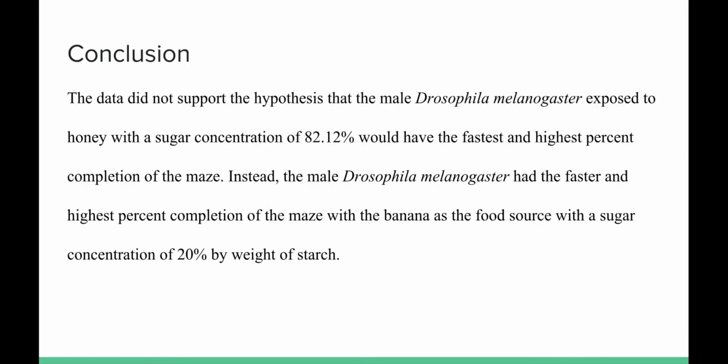Our conclusion was that the data did not support the hypothesis that the male Drosophila melanogaster exposed to honey with a sugar concentration of 82.12% would have the fastest and highest percent completion of the maze. Instead, the male Drosophila melanogaster had the fastest and highest percent completion of the maze with the banana as the food source, with a sugar concentration of 20% by weight of starch.